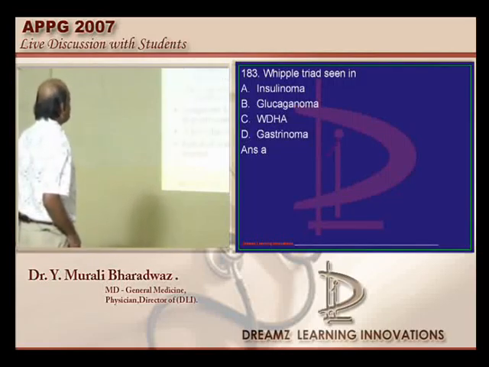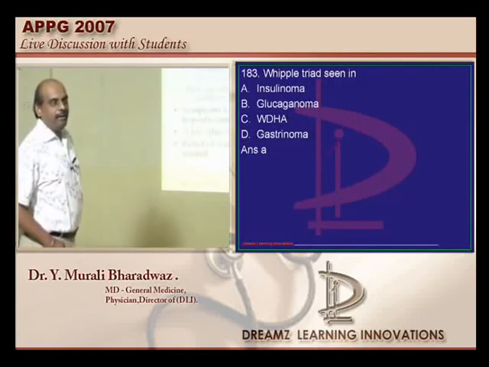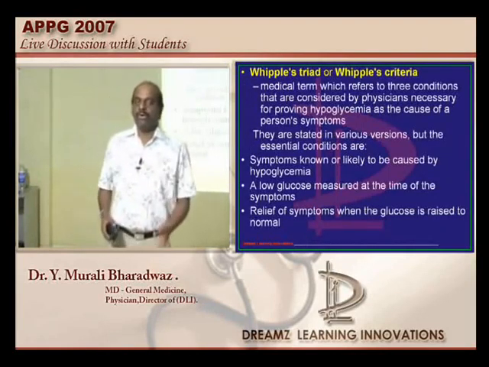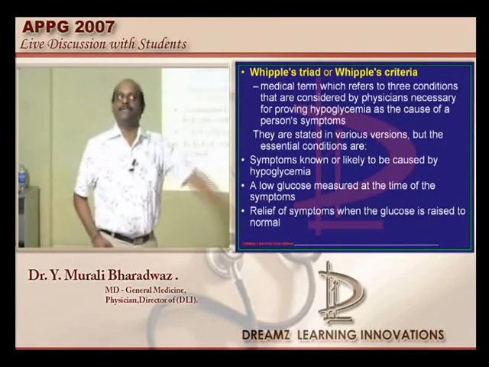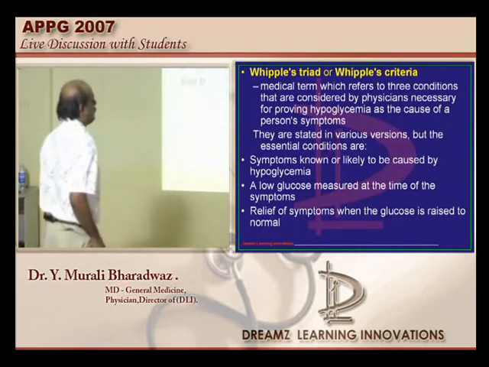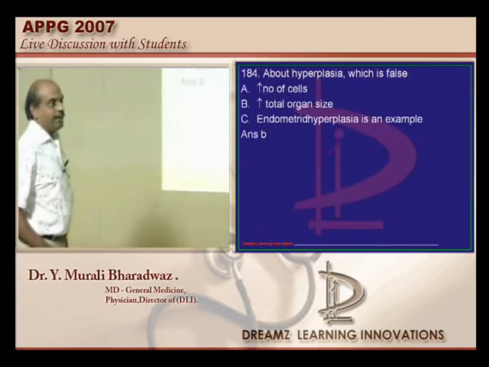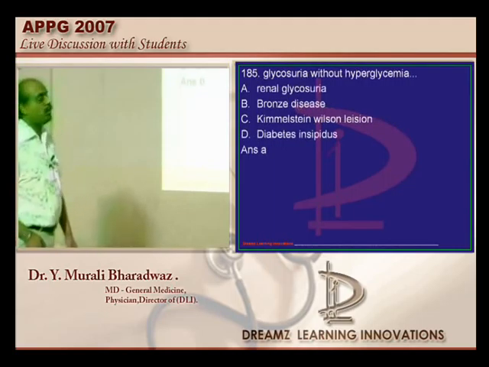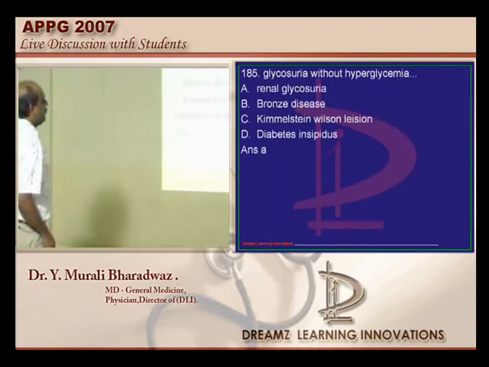Whipple's triad is seen in the case of insulinoma, where there will be hypoglycemic symptoms. Blood sugar is checked, low glucose will be there, sugar is given, symptoms will vanish, so that is the feature. Coming to hyperplasia, there is an increased number of cells, but increased total organ size is not there, and endometrial hyperplasia is an example, is what needs to be remembered. Glycosuria without hyperglycemia is basically called renal glycosuria, as all of you know very well.